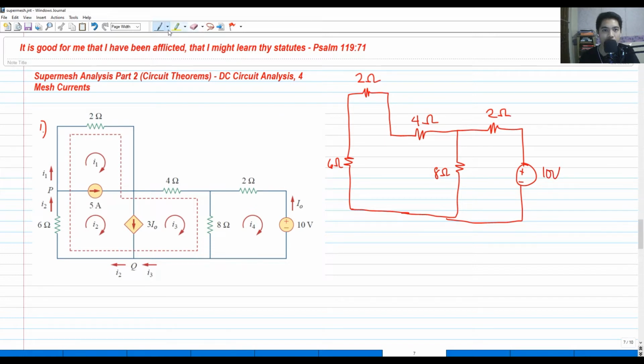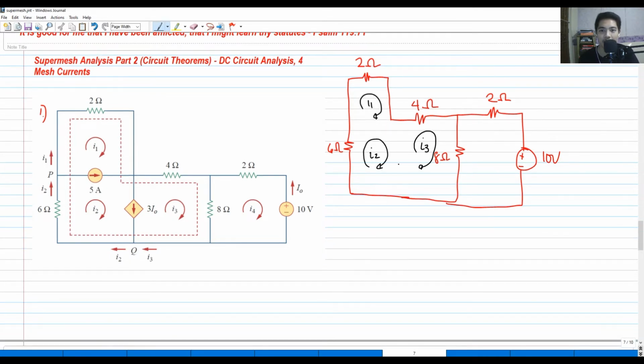Okay? So what we are going to do is, we still have the mesh current 1 here, I sub 1. And we know that what flows on the 6 ohms is the mesh current 2. And we know that what flows with the 4 ohm and 8 ohm, we still have the mesh I sub 3. So what we are going to do is, we put the mesh equation. So we have the KVL at the super mesh. And don't also forget that we have another mesh current here, which is not involved in the super mesh.